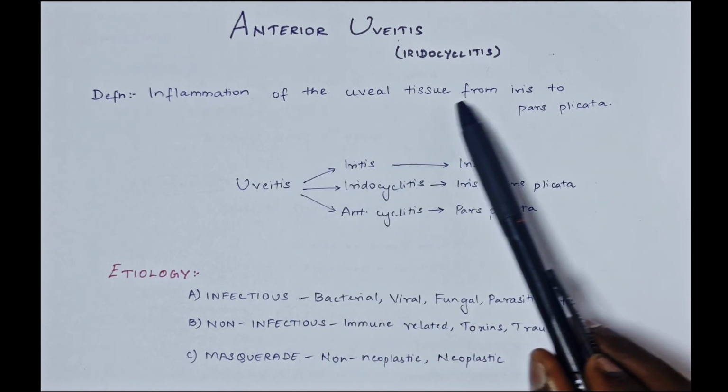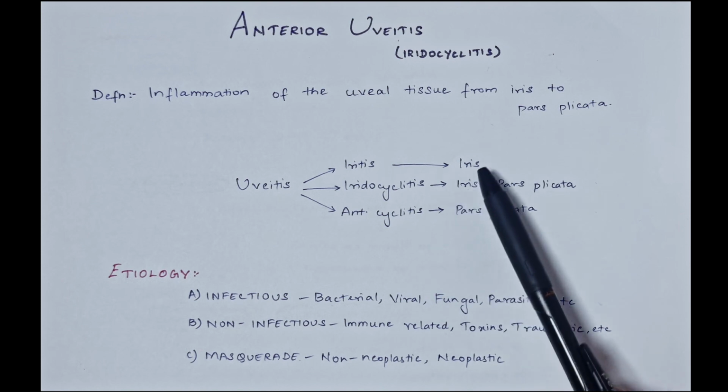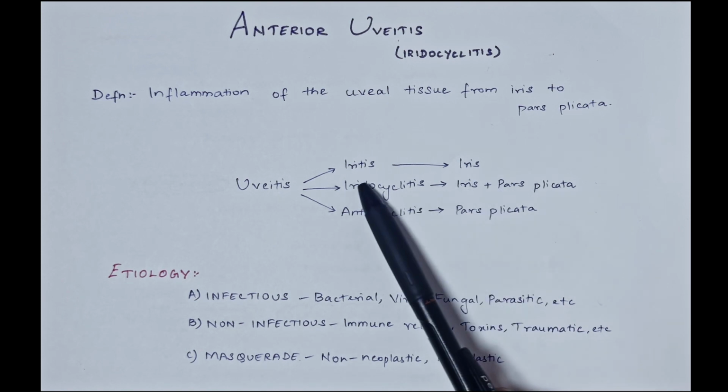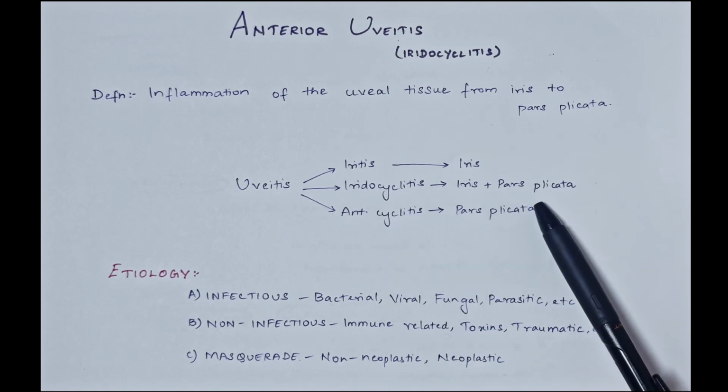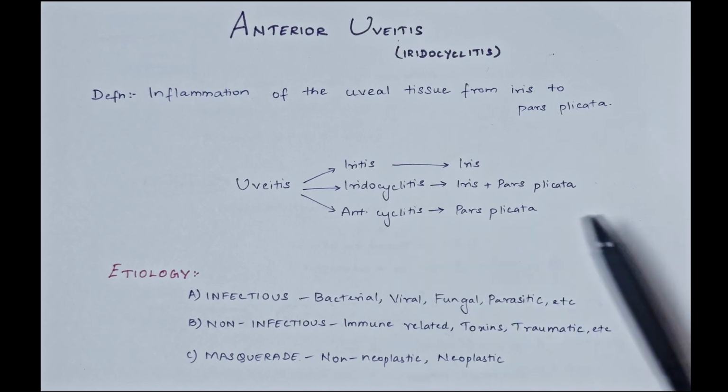Inflammation of uveal tissue from iris to pars plicata. It can be of three types. When iris is only inflamed, it is iritis. When iris and pars plicata are inflamed, it is iridocyclitis. When pars plicata is only inflamed, it is anterior cyclitis.